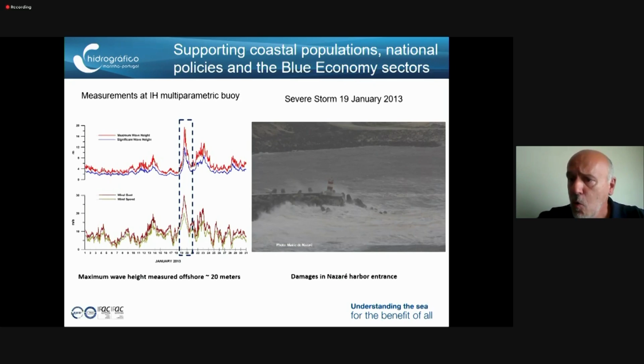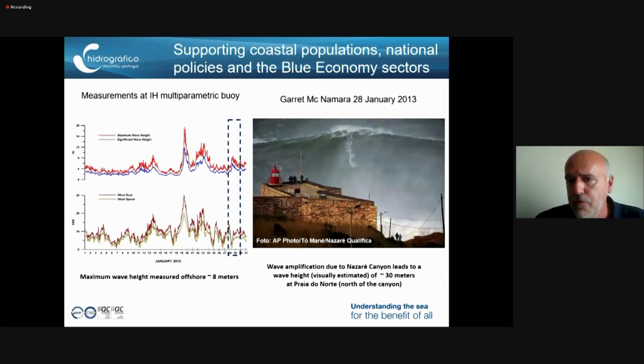our area, where in a period during the days it was important to inform about the arrival of the impacts of a major storm. But a few days later, it was important to provide support to the surf community, and in this case, also to a lot of touristic activities related to these big surf activities in the Nazaré Canyon area.